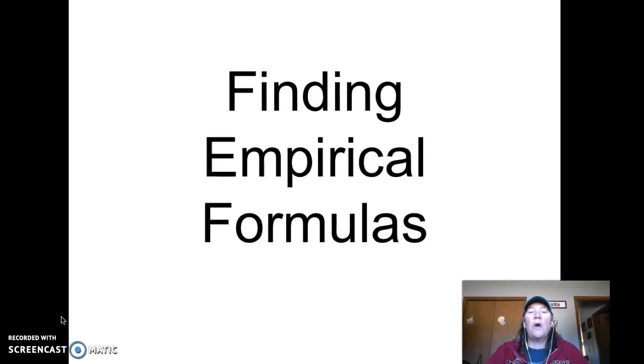So I'm going to show you how to do this the short or the longhand way, I guess. If you're given the percentages, you can find the actual formula, and it's kind of the reverse of what we did with percent composition. It's called empirical formulas. Empirical formulas and simplest formula mean the same thing.